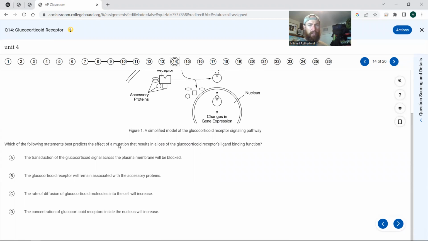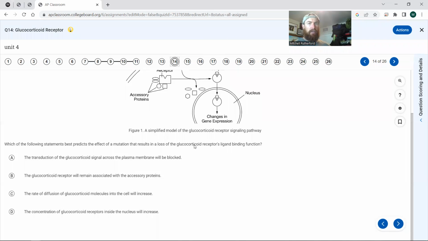Which of the following best predicts the effect of a mutation that results, again, this is a malfunction thing. So malfunction mutation is kind of like, what happens if this breaks? A breaking question. In the glucocorticoid receptor's ligand binding function. Okay. So even if you're not comfortable with the word ligand, you do know what a receptor is, to receive something.